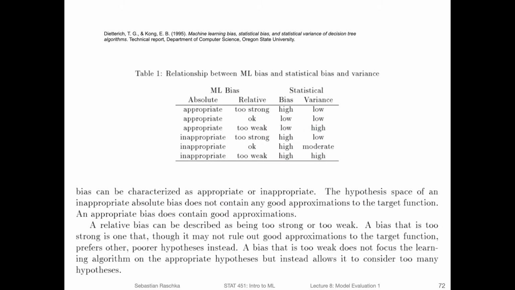So there is a paper by Dietterich and Kong, 1995. These are the same authors that also worked on the 0-1 loss decomposition paper from 1995 that we talked about in the previous video. And they contrasted the machine learning bias with the statistical bias. The statistical bias would be referring to the bias and variance that we talked about when we did the squared error loss decomposition and the 0-1 loss decomposition. So here this one refers to the machine learning bias. So let's talk about this one first.